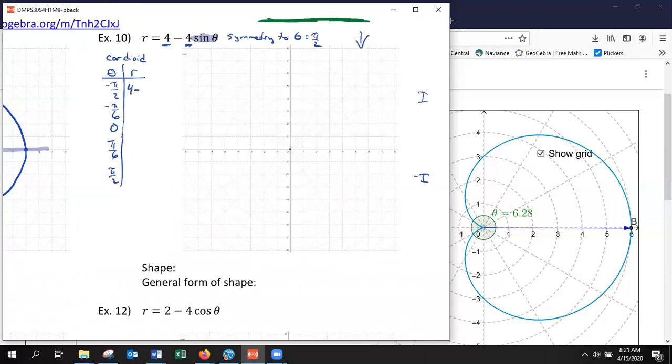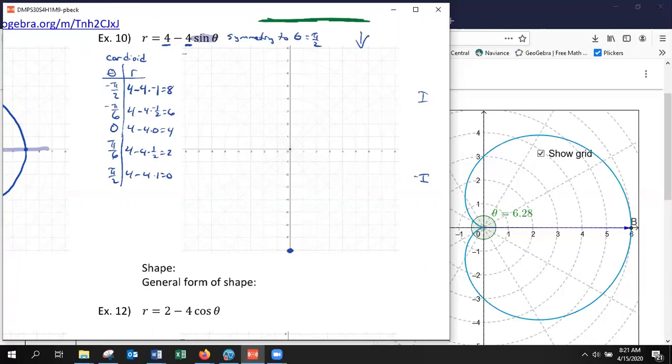This is now 4 minus 4 times negative 1, which gives me 8. This is 4 minus 4 times negative 1/2, which is 6. 4 minus 4 times 0, which is 4. 4 minus 4 times 1/2, which is 2. And then 4 minus 4 times 1, which gives me 0. So at negative pi over 2, I have a radius of 8.